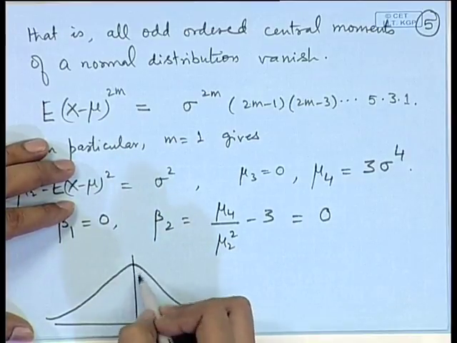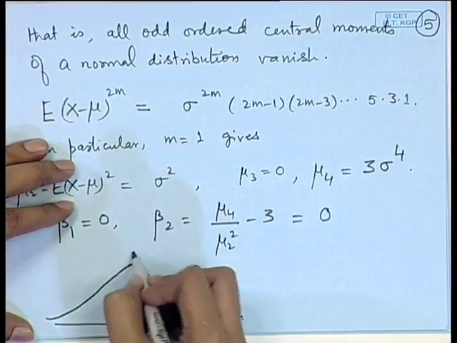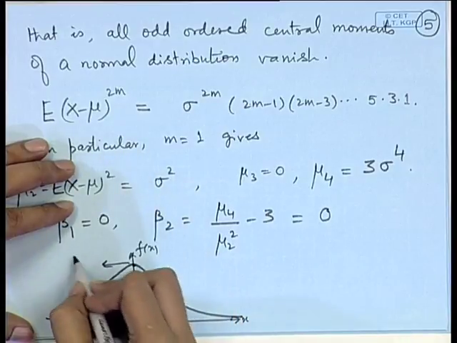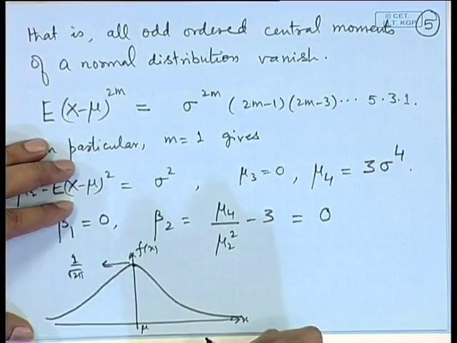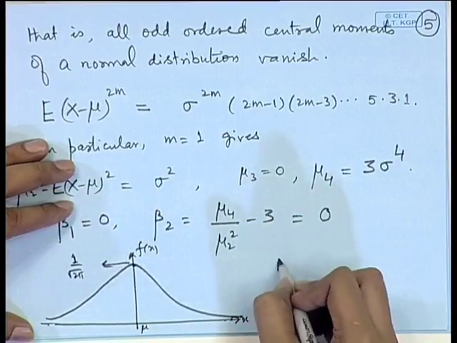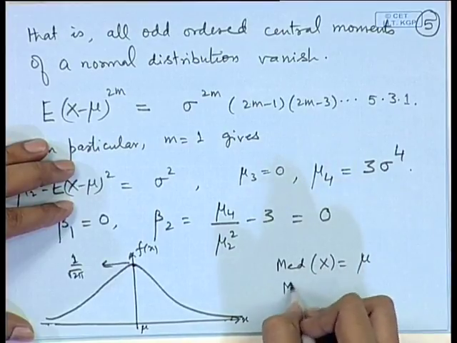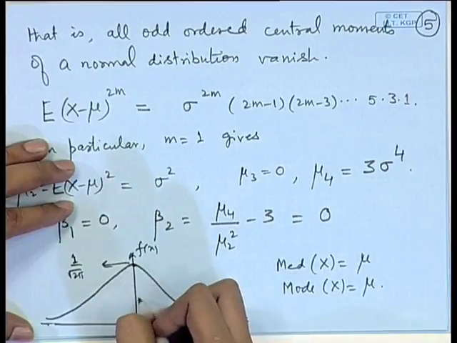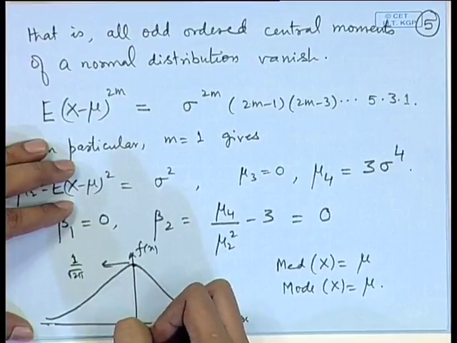And the peak of it is normal distribution. The value at x equal to mu is 1 by root 2 pi, that is the mode of the distribution, the maximum value. Since it is symmetric about mu, it is clear that the median of the distribution is also mu, and mode of the distribution is also mu, that is the value at which the highest density value is taken.